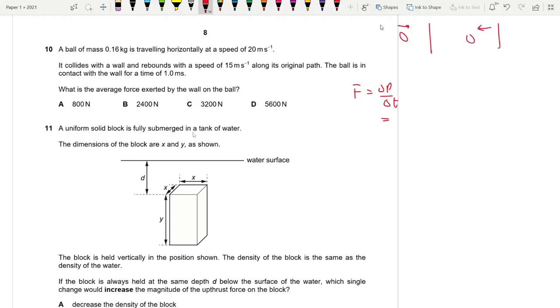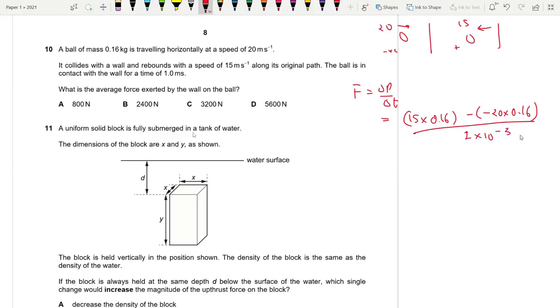It was traveling at 20 and rebounded with a speed of 15. So the change in momentum is 15 into, if I take this to be positive, this is negative, okay? So 15 into 0.16 minus 20 into 0.16, okay? And the time taken will be 1 millisecond, or 1 into 10 to the power minus 3, okay?